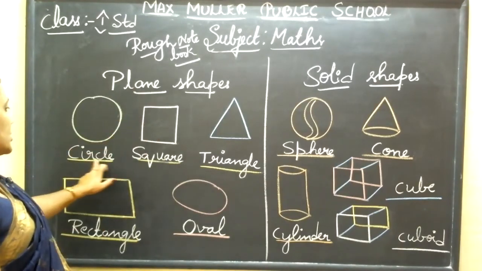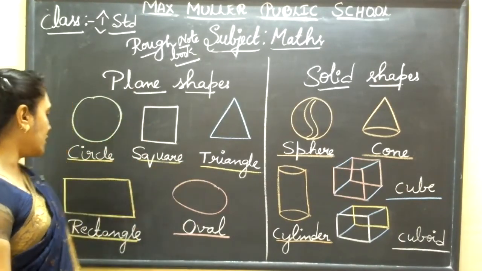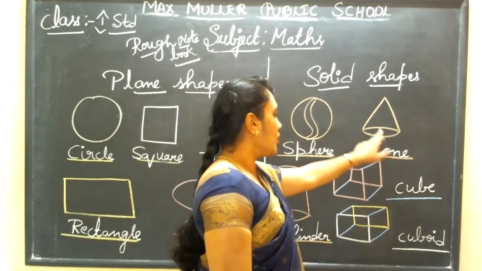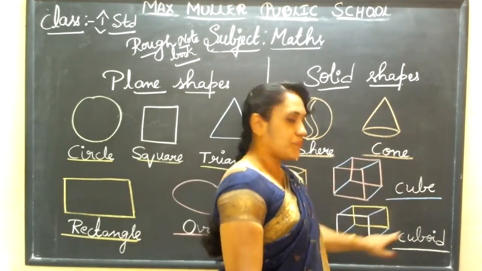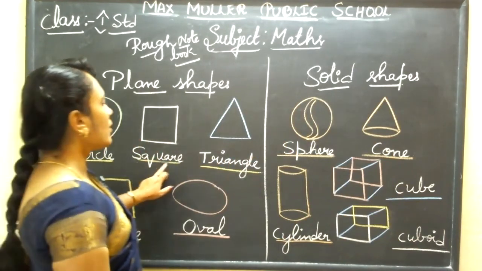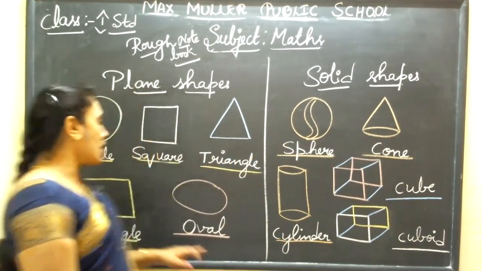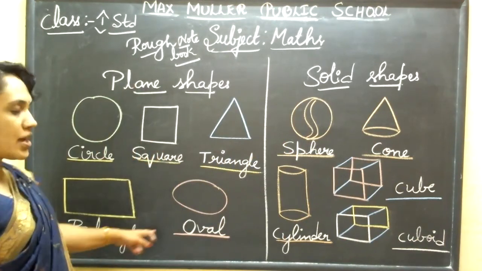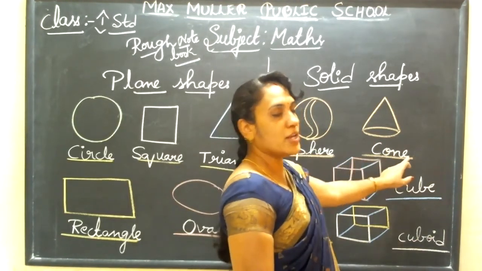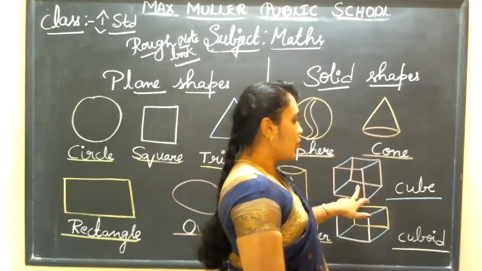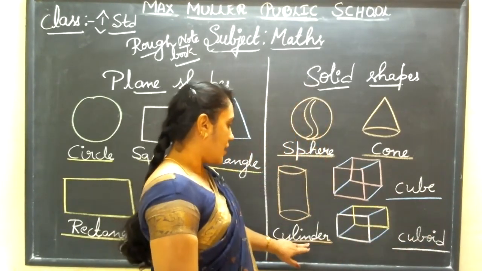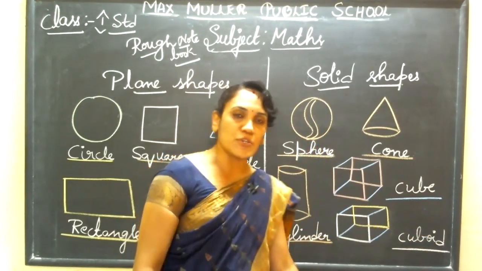Plane shapes: circle, square, triangle, rectangle, oval. Solid shapes: sphere, cone, cylinder, cube, cuboid. Circle, square, triangle, rectangle, oval, sphere, cone, cube. Cuboid, C-U-B-O-I-D. Cylinder, C-Y-L-I-N-D-E-R. Okay, this much you practice today.